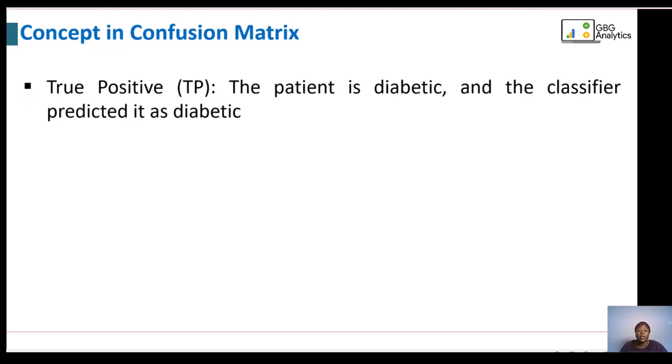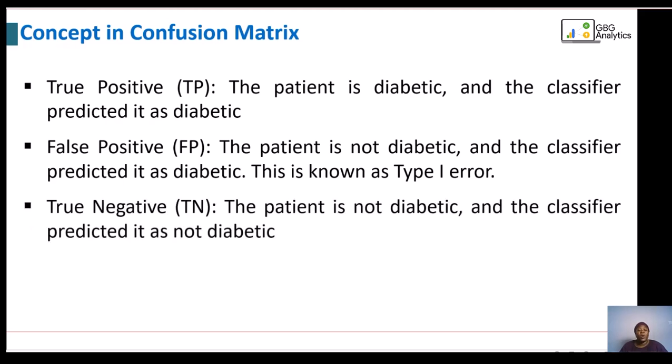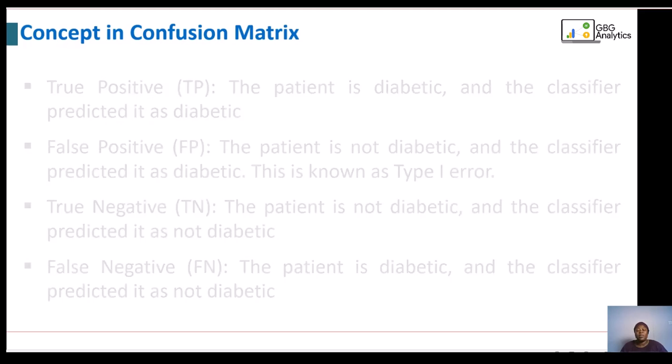So what is a true positive? A patient is actually diabetic and classified as being diabetic. A false positive means a patient is not diabetic but the classifier predicted diabetic. We refer to this as a type 1 error. For a true negative, the patient is not diabetic and the classifier predicted not diabetic, so this is a right classification. While a false negative means that the patient is diabetic and the classifier predicted non-diabetic. This is a wrong classification or misclassification.